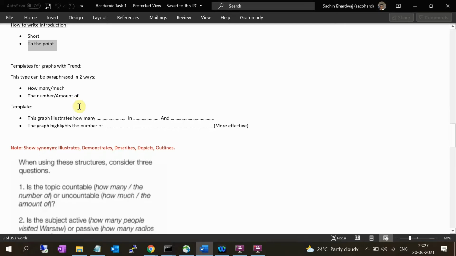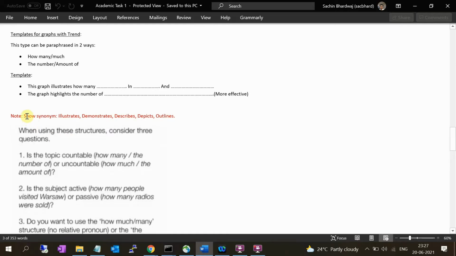So the template is: this graph illustrates how many dash in dash and dash. The second type is: the graph highlights the number of dash. We will talk about this so you will be able to understand it in the example below. This is the template, the way you have to write the introduction for graphs with trends.